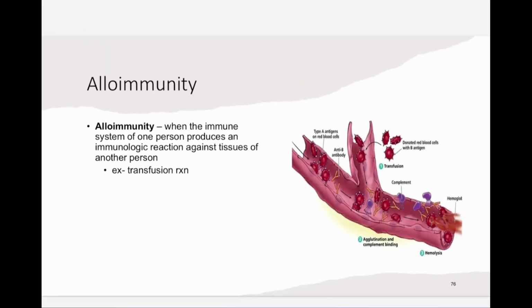This is alloimmunity. An immune system of one person produces an immunological response against tissues of another person. So a transfusion reaction. We talked about blood types, A, B, O, all those different things. If you give the wrong blood type to a person, it causes an agglutination reaction where the cells start to clump up. It's an alloimmunity reaction.